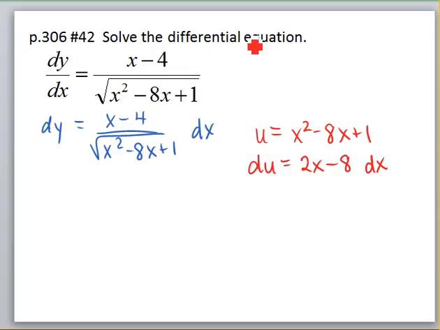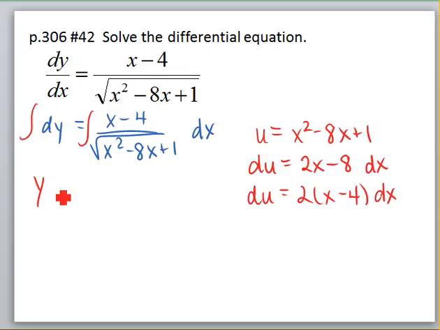Now, if you start to look at what you have, you need an x minus 4. Well, I can actually see an x minus 4 here if I just do some factoring. So what I actually want to go ahead and do is I want to rewrite this now because I was integrating both sides. So the integral of dy would be y. And the integral here, well, I haven't integrated it yet. I need to go ahead and rewrite this. So it would be the square root of u.